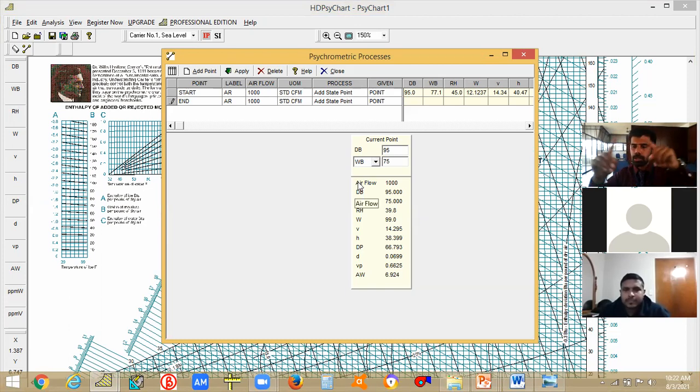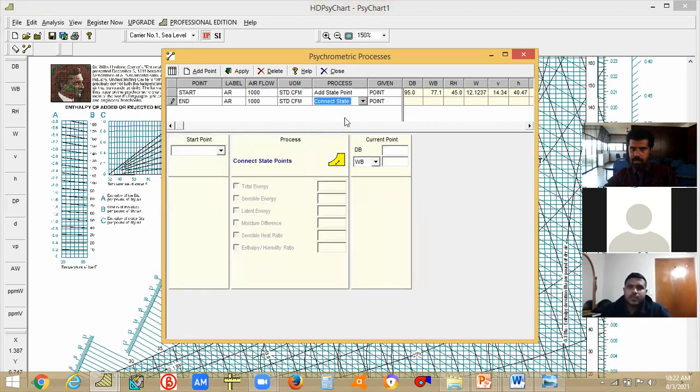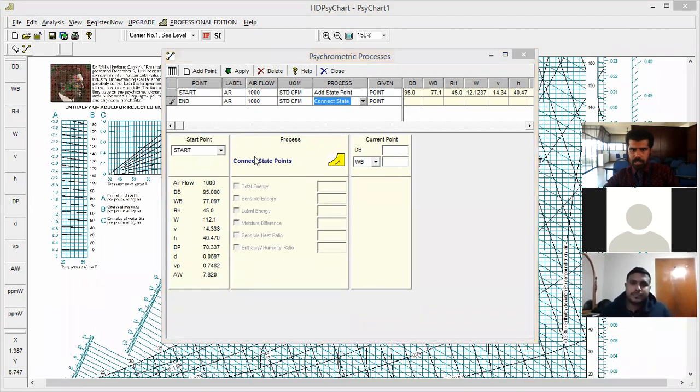If I need to link that start and end with a line, what you have to do is just click this add state point, and there is an arrow shown downwards. Click there and give connect state points. So it will be connecting like this. And for the start point you can give start there, then you can connect it. Understood? Let's see what happened. I'm going to give apply.